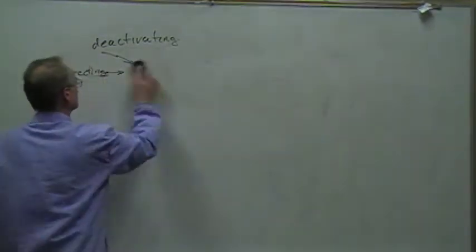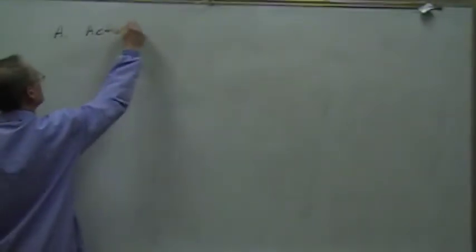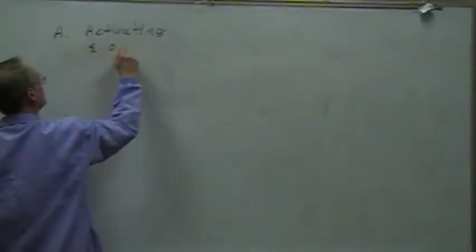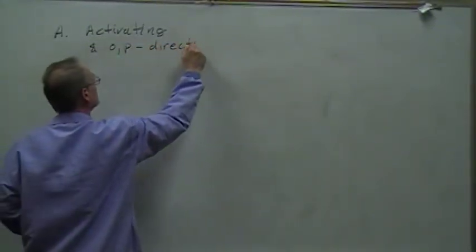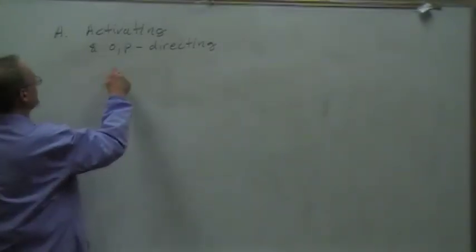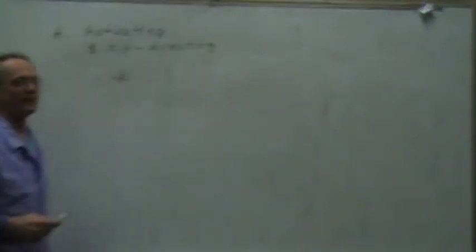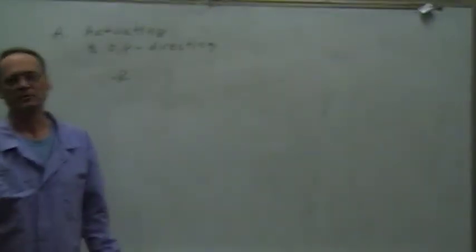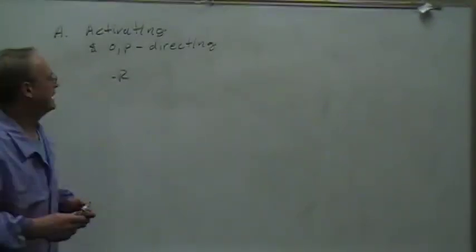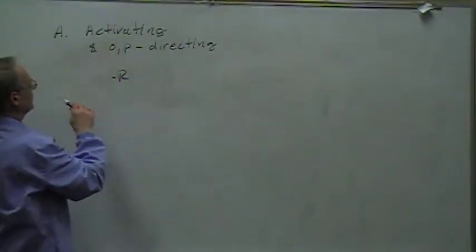So first of all, let's list all of the groups that are both activating and ortho-para directing. And that's going to be most of them. Most of the groups are activating and ortho-para directing. Those are going to be things like alkyl groups, so methyl, ethyl, propyl, isopropyl, N-butyl, isobutyl, T-butyl, sec-butyl, various pentyl groups, cyclopentyl groups, cyclohexyl groups. Any kind of alkyl group is going to be activating and ortho-para directing.